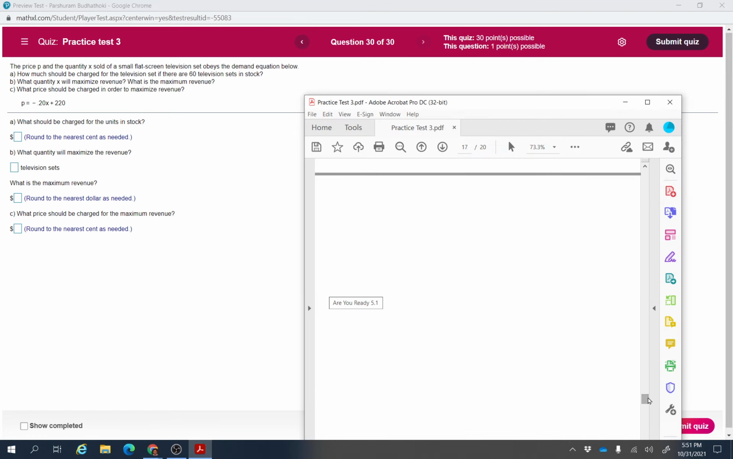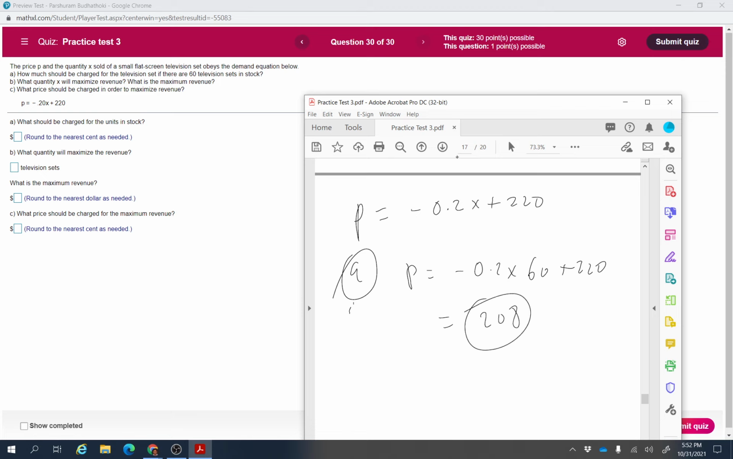So you see that P is negative 0.2x plus 220. To answer part A, the price is negative 0.2 times x, where x is 60, plus 220. Just use your calculator: 0.2 times 60 is 12, negative 12 plus 220 is 208. The price should be 208.